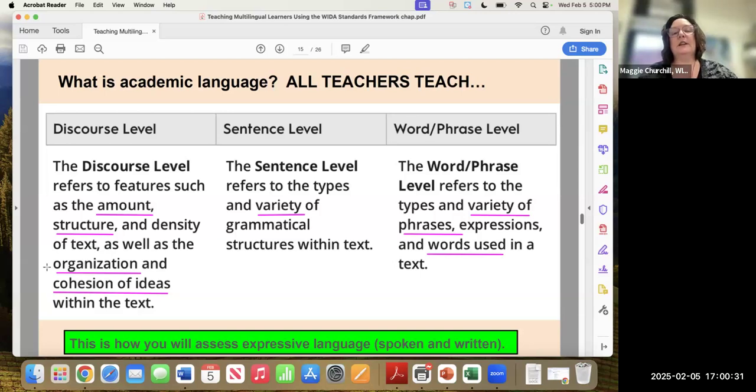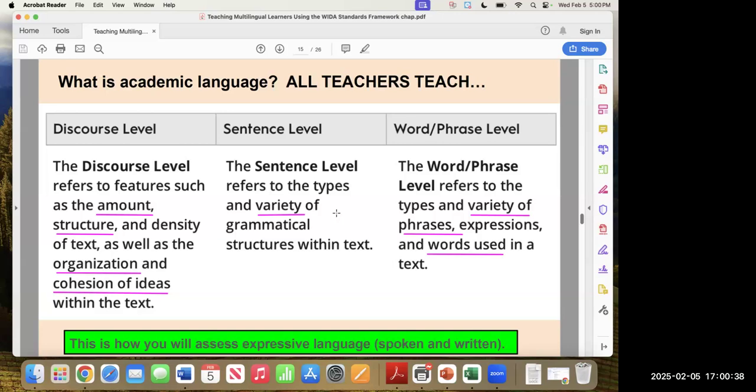Again, at that sentence level, the key word is variety. These are actually the ones that score higher on WIDA assessments when they have a variety of sentence types, not just one, but a variety.